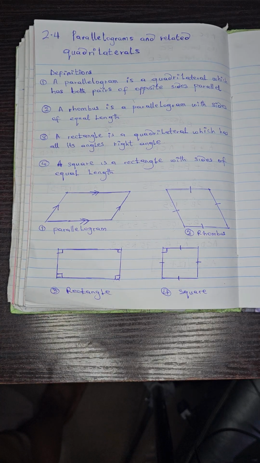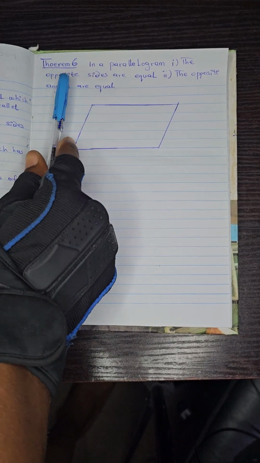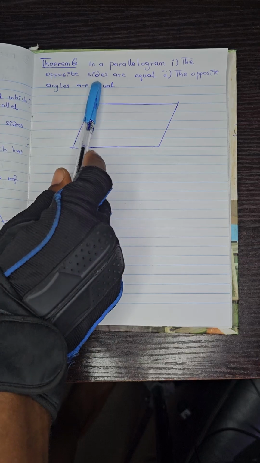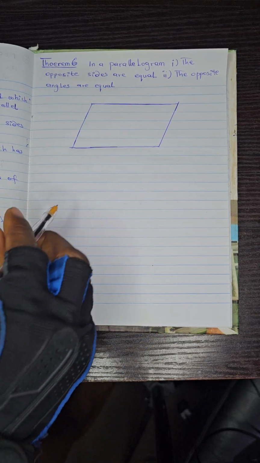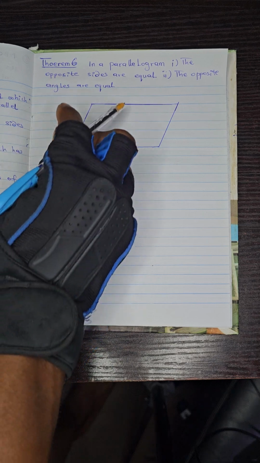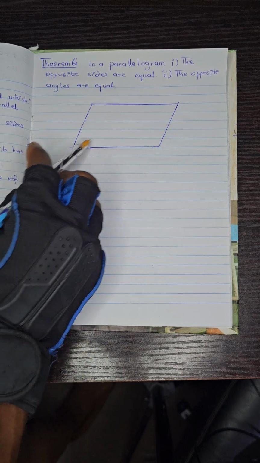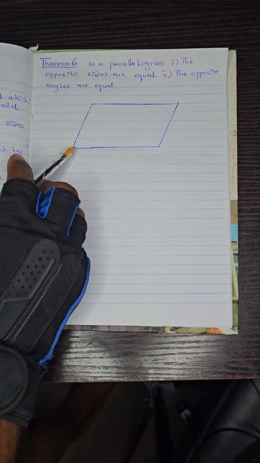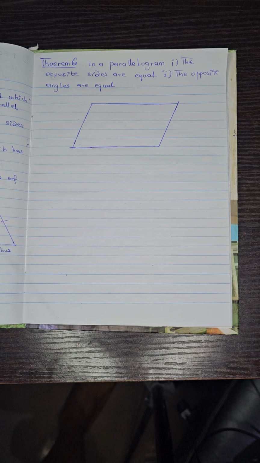So let's go to the next theorem that we're going to do in this chapter. Theorem 6 simply states that in a parallelogram, the opposite sides are equal and the opposite angles are equal. So what it's trying to say is that this is a parallelogram. This side is equal to this side. This side is equal to this side. And these are the opposite angles. So this angle is equal to this angle, and this angle is also equal to this angle. So let's prove that in this class.